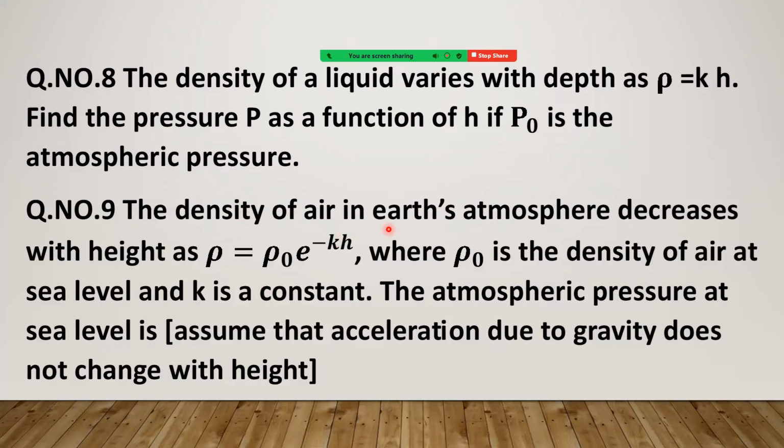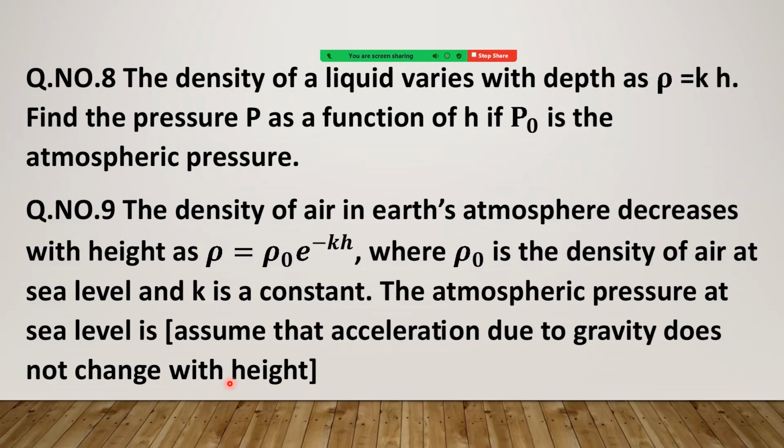The density of air in Earth's atmosphere decreases with height as rho equal to rho naught e power minus kh, where rho naught is the density of air at sea level and k is a constant. The atmospheric pressure at sea level is, and here given, I assume that acceleration due to gravity does not change with the height. So the assumption is already given.